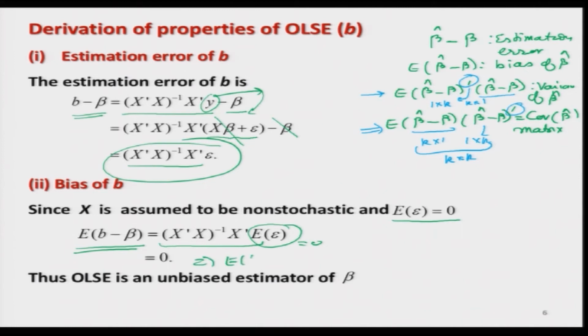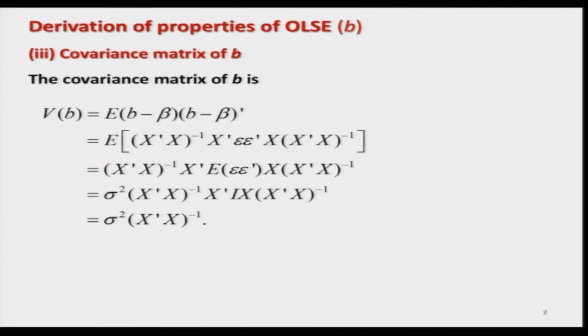This implies the expected value of b is equal to beta, and hence the ordinary least square estimator is an unbiased estimator of the unknown parameter vector beta. Now, in case you want to find the covariance matrix, as I told you, you simply have to find the expectation of (b minus beta)(b minus beta) transpose.